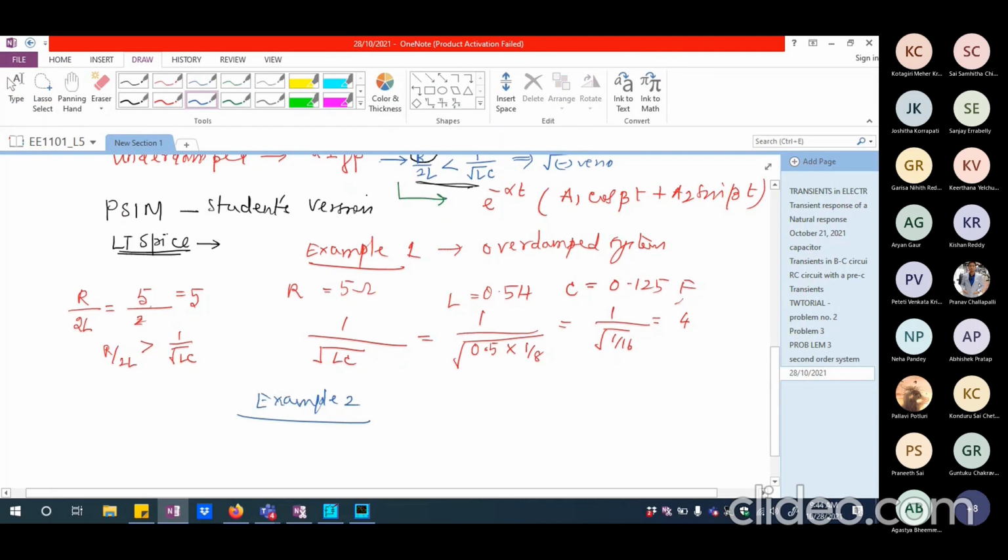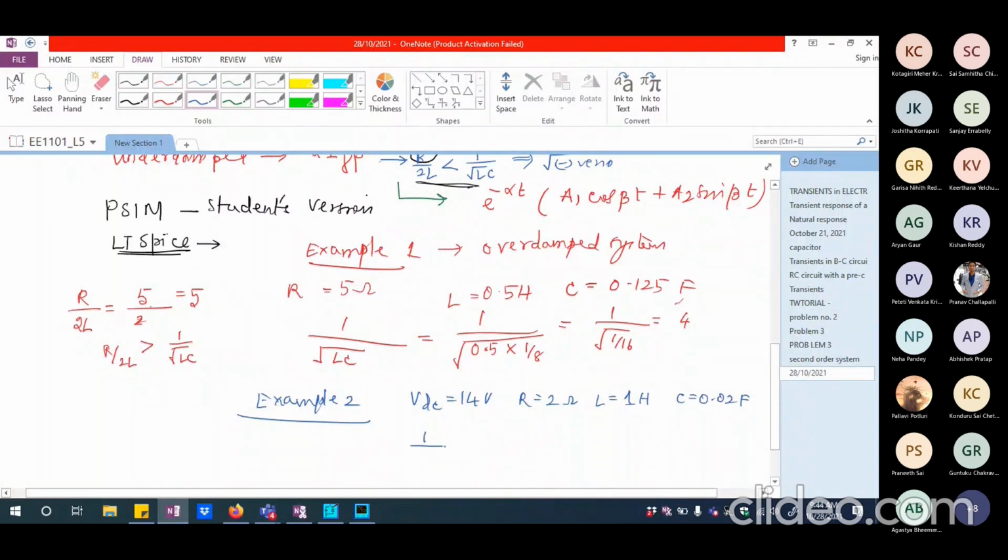So what am I having here? VDC is 14 volts, R is 2 ohm, L is 1 Henry, and C is 0.02 farad.